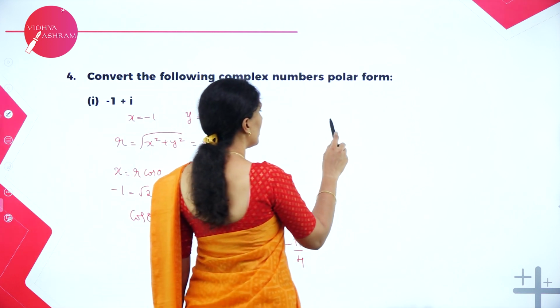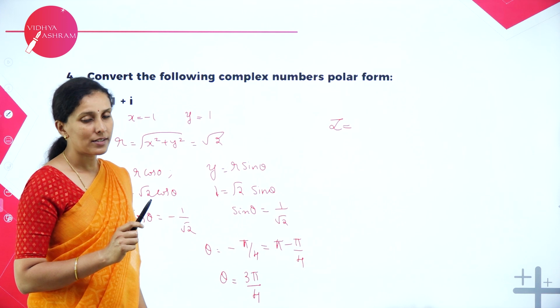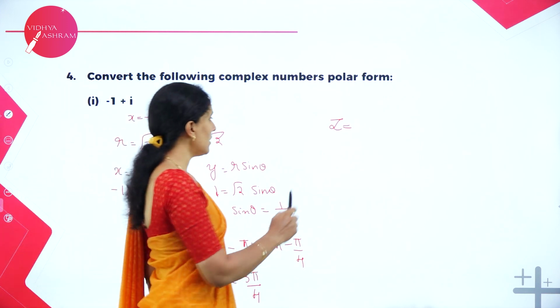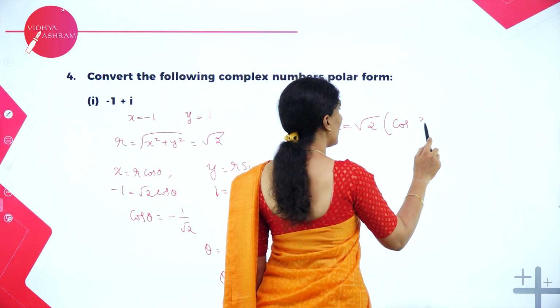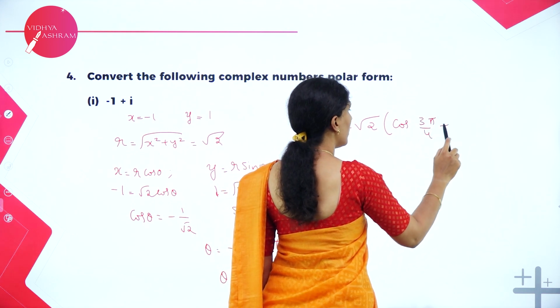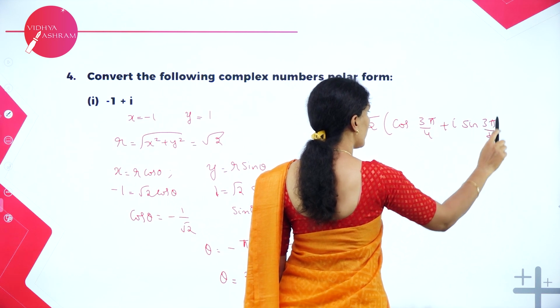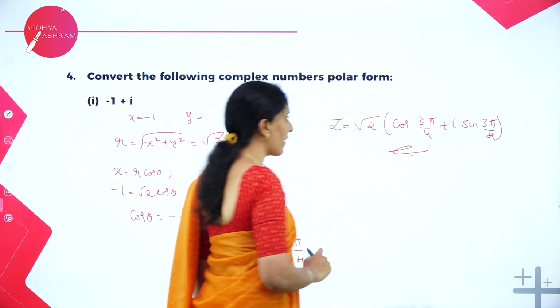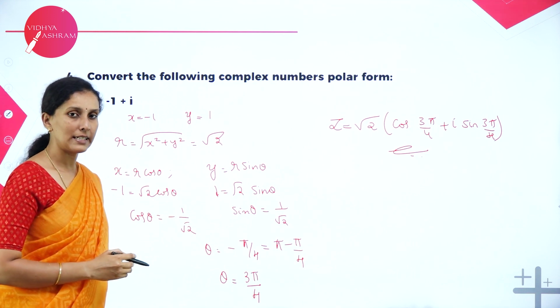So now the polar form is z is equal to r cos theta plus i sin theta. The value of r is root 2, so z is root 2 times cos 3 pi by 4 plus i sin 3 pi by 4, just substituting the value of r and theta. This is the polar form of the given complex number.